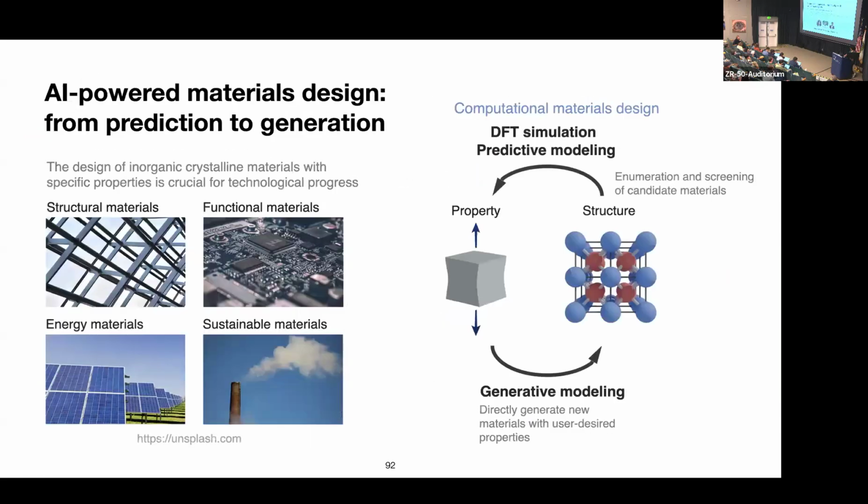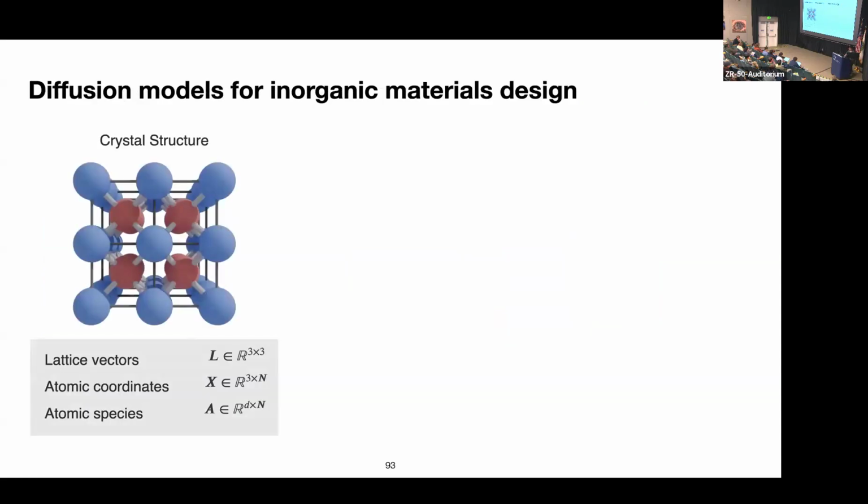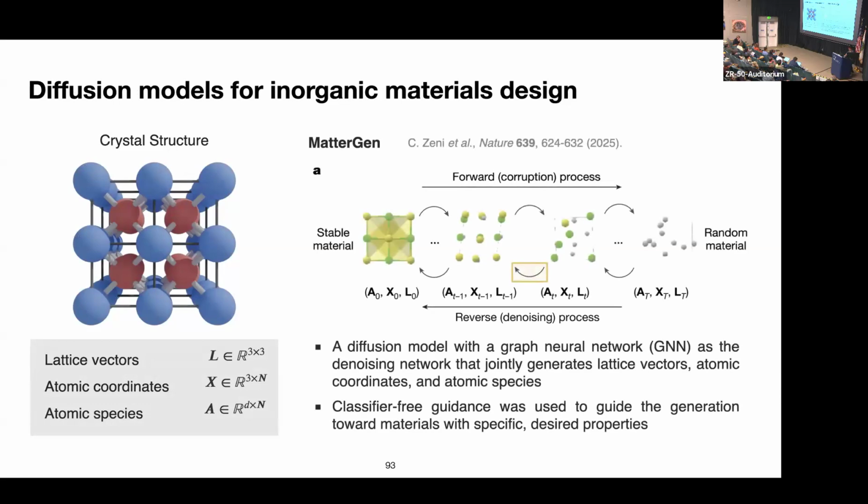Okay, let's continue with this work. So usually you generate the material, right? And then you use DFT simulation to predict the property to see whether it matches our requirements. If not, let's continue with this loop. And diffusion models are used for materials design. So basically in this work, MatterGen, they have a diffusion model with a graph neural network as a denoising network that jointly generates the lattice vector, atomic coordinate, and atomic species. It uses classifier-free guidance to guide the generation towards a material with specific properties. So this is what MatterGen has done.